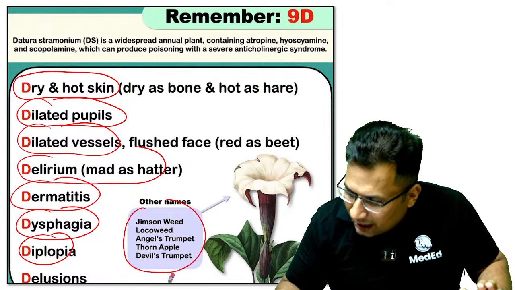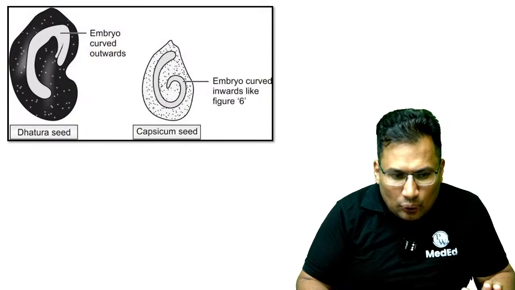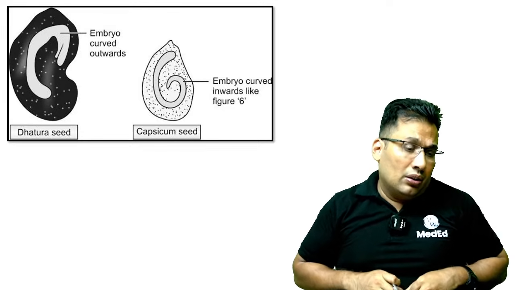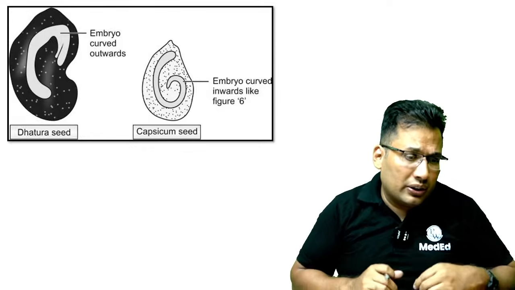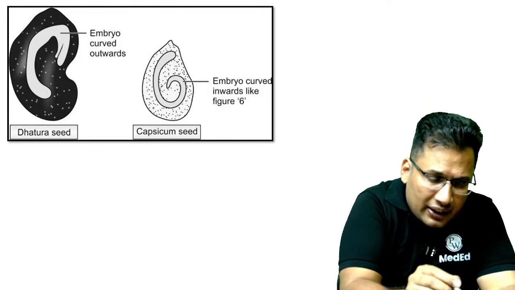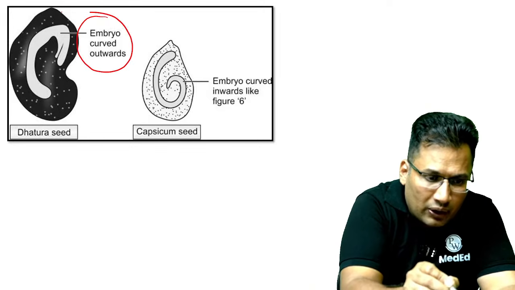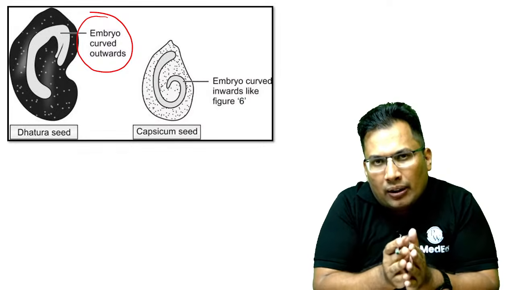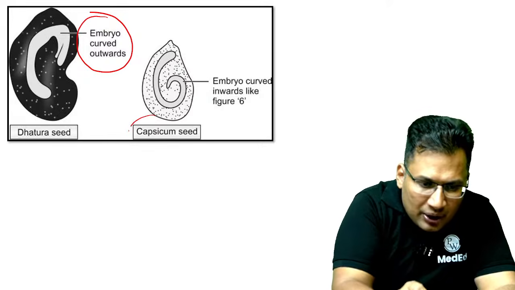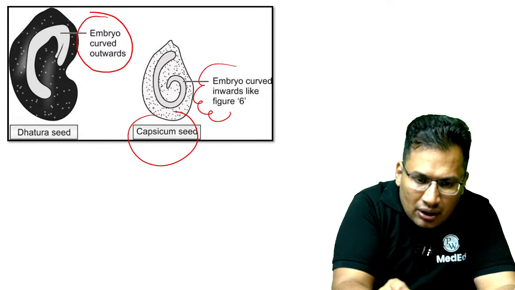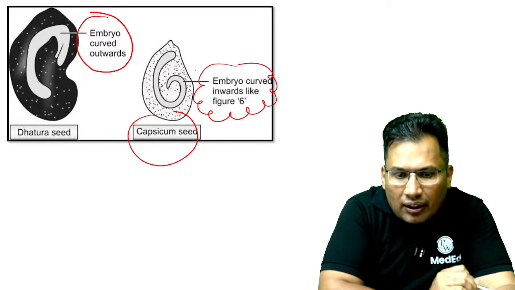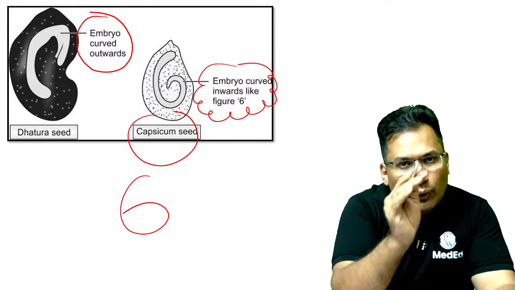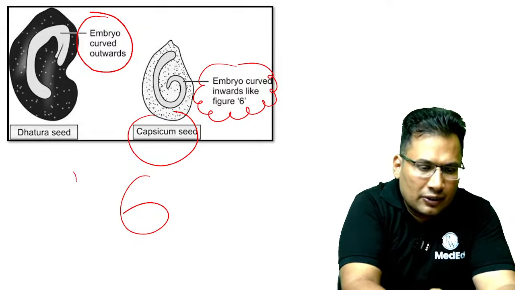Yes guys, that is okay. Now this is the distinction point. Look at this. This is a Datura seed. It has the embryo curved outward. Then capsicum seeds have an inward figure of 6, like this. It is a 6, it is inward, like a figure of 6.